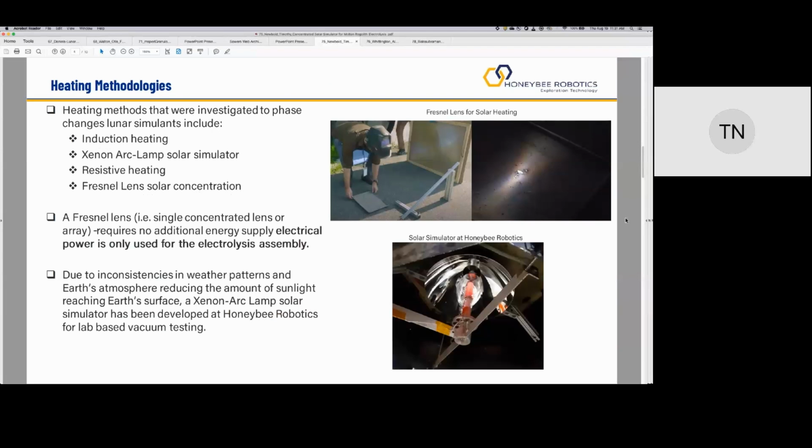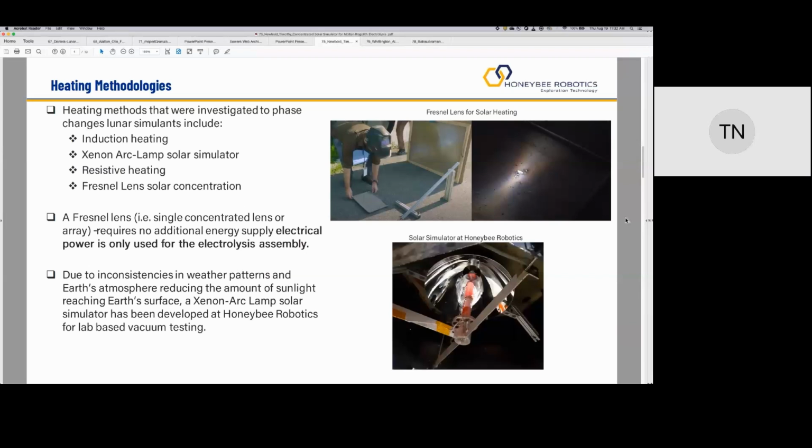So to start, we first need to phase change the regolith and pre-melt it. We had a few different heating methods that were investigated, both here and at Kennedy Space Center. We feel that a Fresnel lens or some array of lenses would be the flight solution, because then you have no additional power going to the melt, and any power is only used directly to apply voltage to the electrolysis setup. However, testing on Earth becomes difficult due to the atmosphere and varying weather conditions.